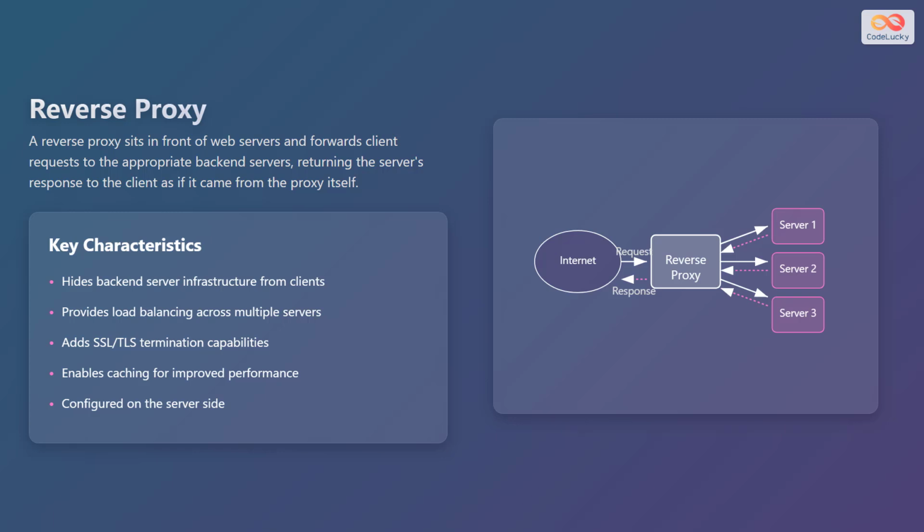Reverse proxies add secure socket layer or transport layer security termination capabilities, decrypting incoming traffic and encrypting outgoing traffic. They also enable caching for improved performance by storing frequently accessed content, and they are configured on the server side, simplifying client configurations.